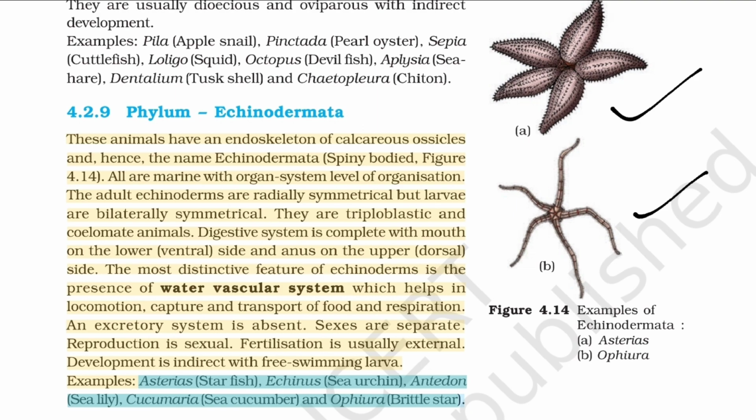Sexes are separate. Reproduction is sexual. Fertilization is usually external. Development is indirect with free-swimming larvae. Examples: Asterias, starfish; Echinus, sea urchin; Antedon, sea lily; Cucumaria, sea cucumber; and Ophiura, brittle star.